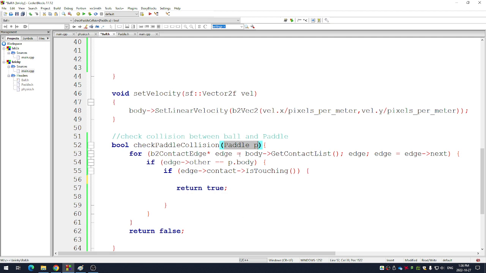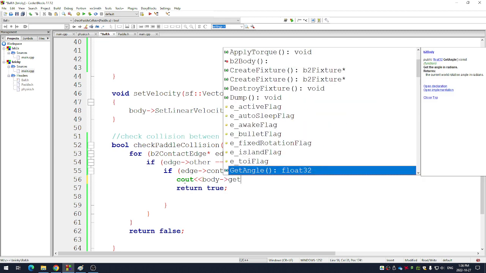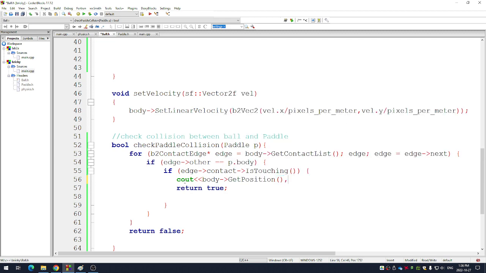So, what we're going to do is go into this check paddle collision, and this is where it returns true that they're hitting. So let's add a line in here that's going to tell us how far the ball and the paddle are apart. I am going to go body, then I'm going to do the arrow get position, okay? And I only care in the X direction actually right now.